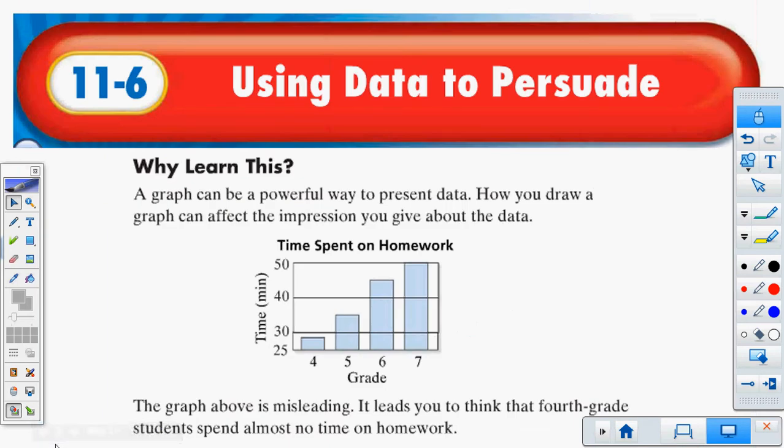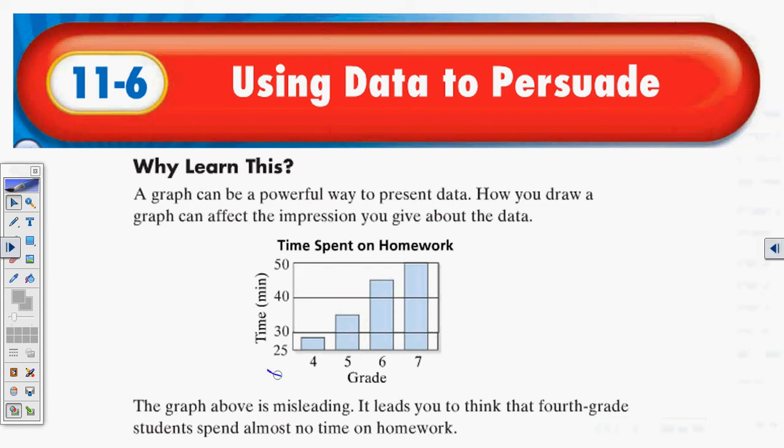11.6, you need to title this in your notebook, is called Using Data to Persuade. So why do I need to learn this? For lesson 11.6, they're going to look at a lot of different graphs. And it says a graph can be a powerful way to present data. How you draw a graph can affect the impression you give the data.